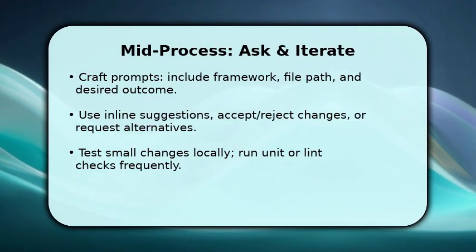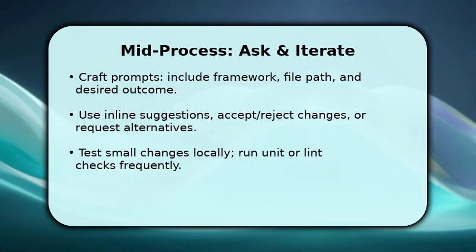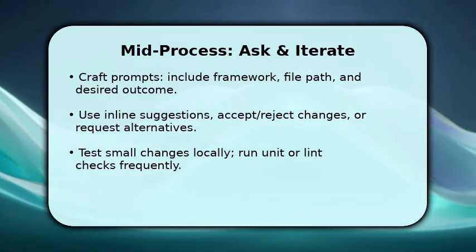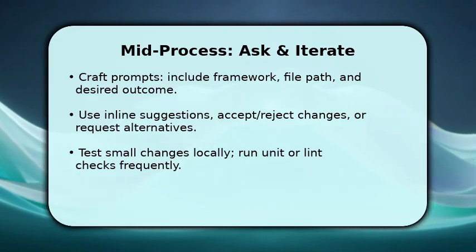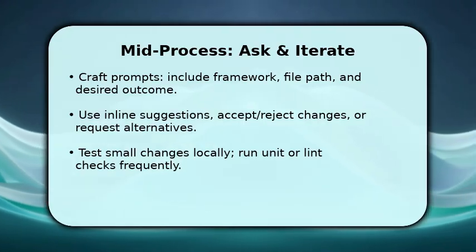Make small iterative edits and run your tests or linters after each change so you catch regressions early. This back and forth is how Cursor helps produce reliable, maintainable code.